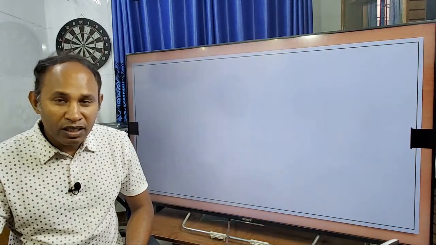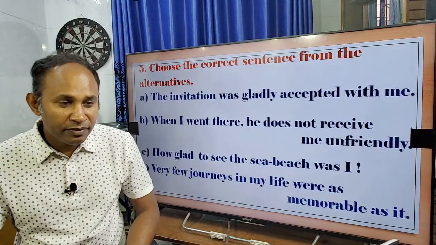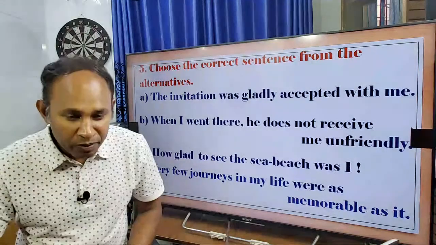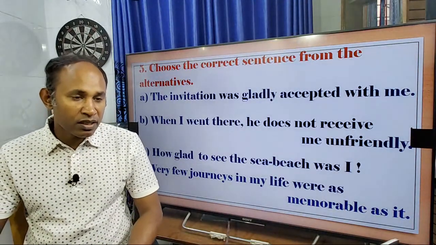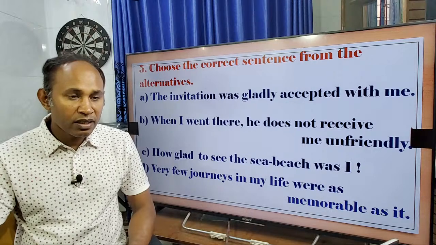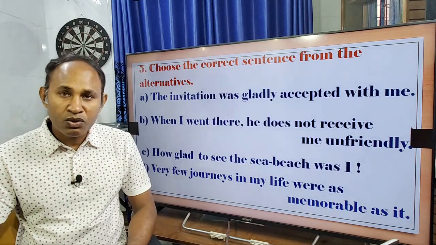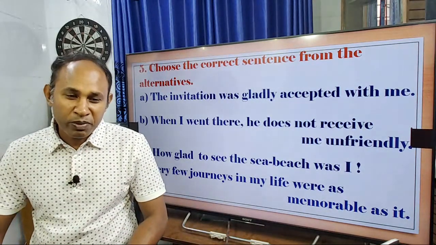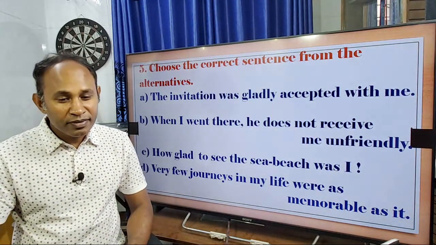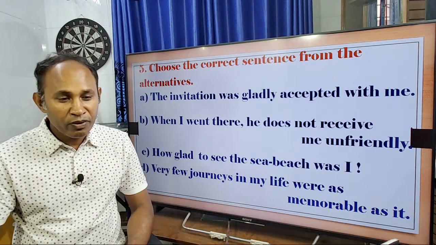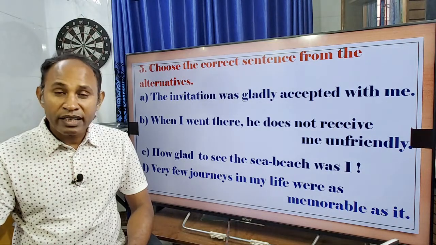We are going for the last question there. And this time probably it's clear to you, and you just think or read the question, then choose the correct sentence from the alternatives. There are four alternatives, as you see, and one is correct, but the other three are wrong. That's why you have to be very careful to select your right answer.